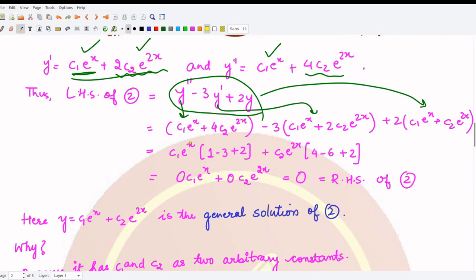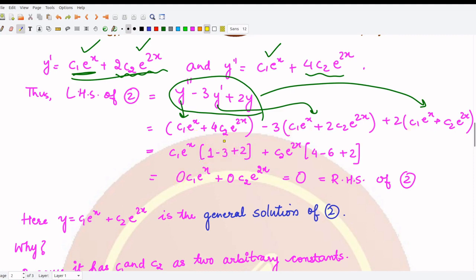So you see c1 e to the power x is appearing 3 times here, so we can list the coefficients as 1, -3, and +2 here, correct? So once you solve this, you see that this is equal to 0. You solve this quantity, it becomes equal to 0.